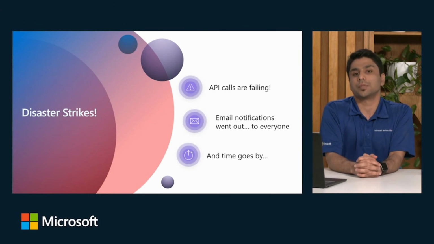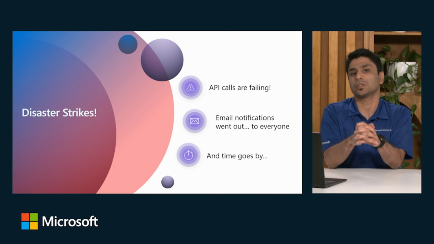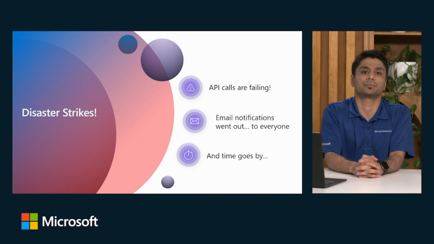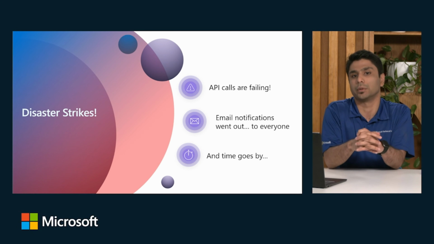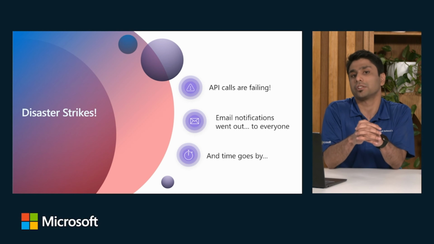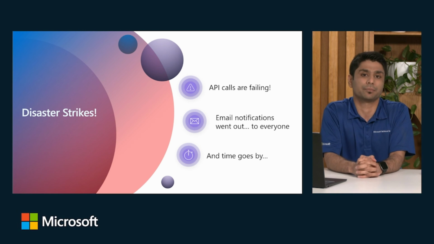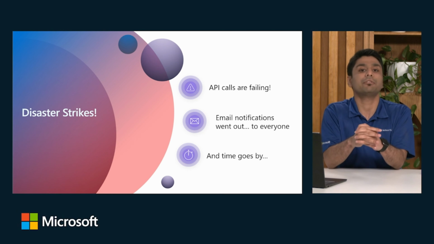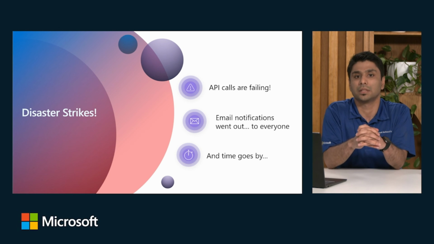So a red alert comes up in production. Your app is down because calls to external APIs are failing. Email notifications went out to everyone. And as an admin, you think, we're fine. We have an email notification associated with the app health check. But are we? You may all have heard about this story. An email goes out to everyone and no one did anything because they all think that someone will do something about it.